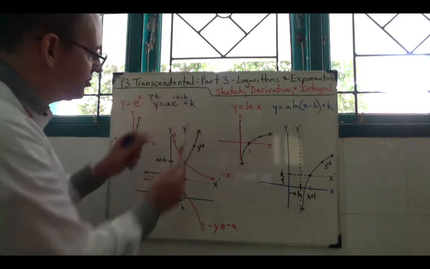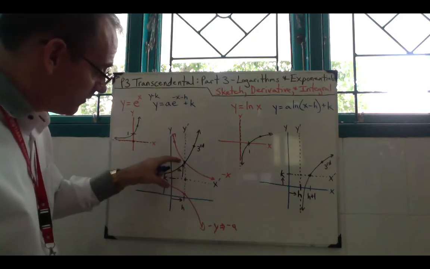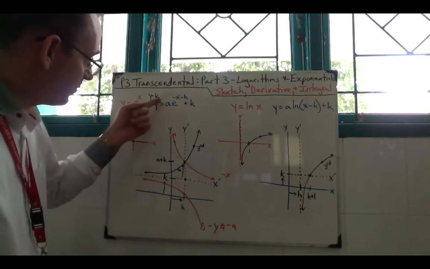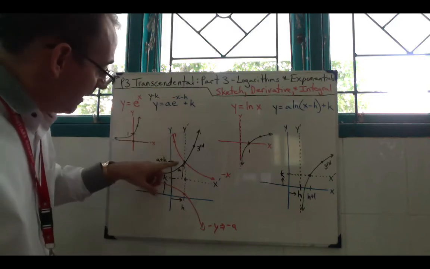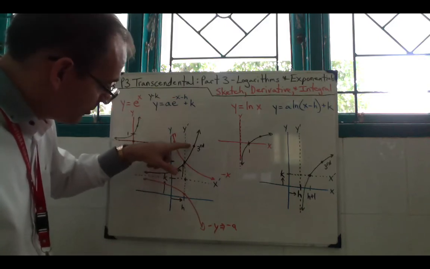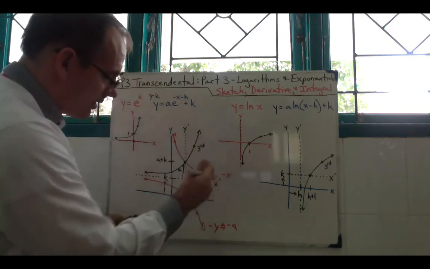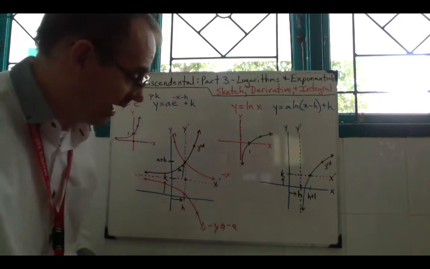So start with your translations, get your origin, put your a value in from there, and obviously if it was negative a, you would count down a units, and then find your third point by plugging in just some random number out here to the right of your h, and draw your graph.